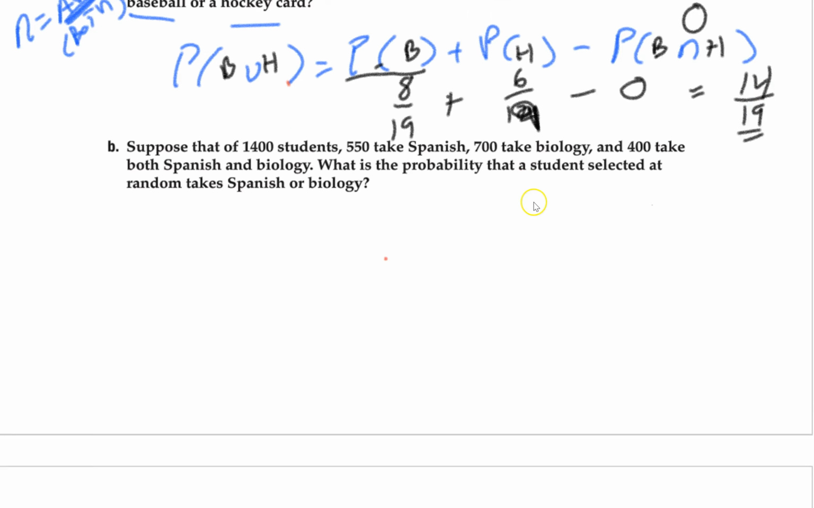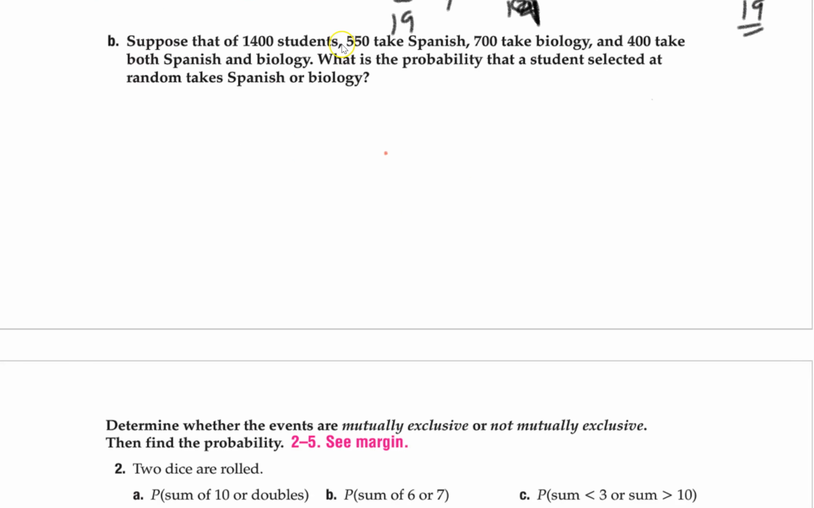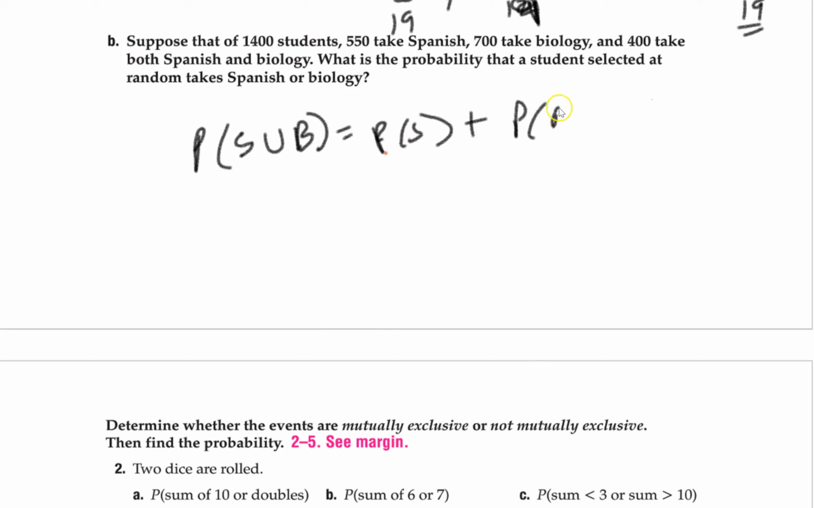Next one. Suppose there are 1,400 students, 550 take Spanish, 700 take bio, and 400 take both. What's the probability that a student selected at random takes Spanish or biology? So I'm going to use my same formula that I love. Spanish or, that's an or symbol, biology, equals probability of Spanish, plus probability of bio, minus probability of Spanish and bio.